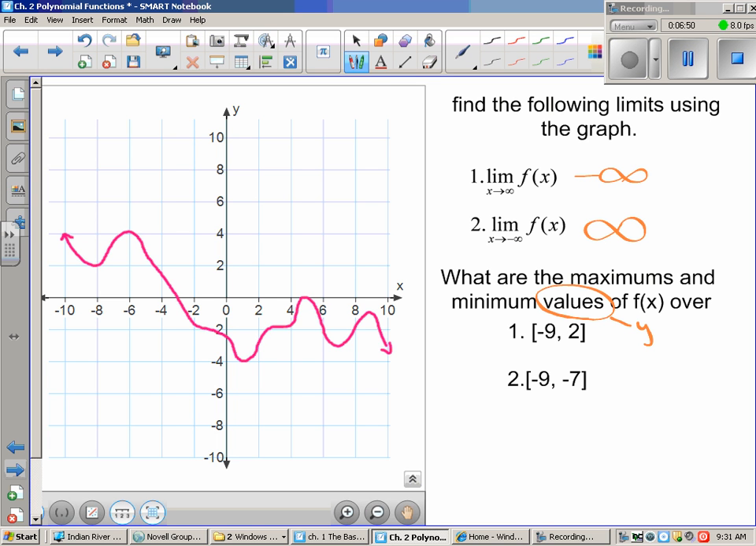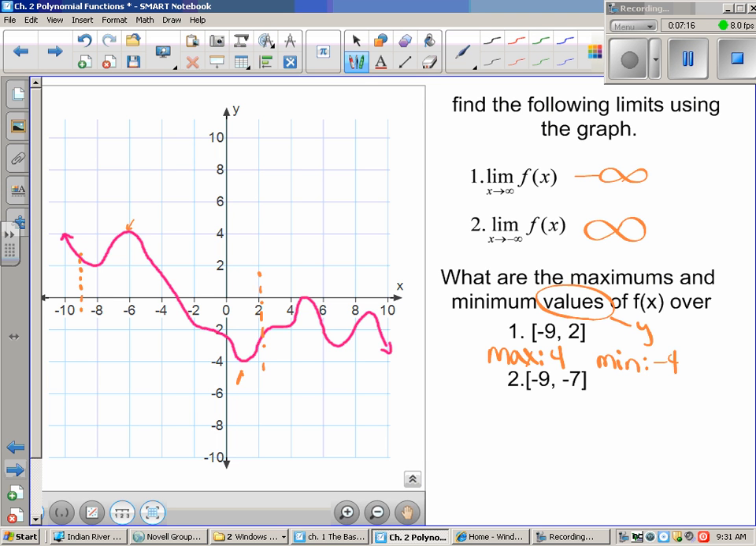So from -9 to +2, where's the highest spot? And hopefully you can easily see that it's right here at -6, but the value that it wants is 4. So the max is 4, and the minimum between that same location, it looks to be at 1, which is at -4.